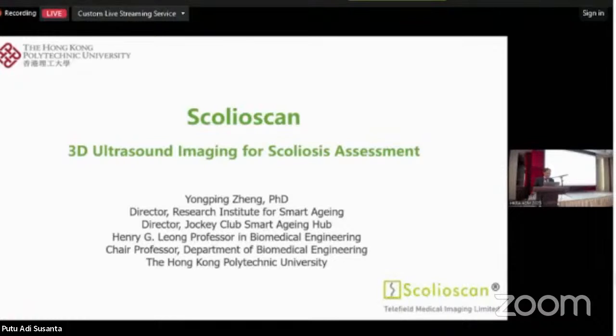So this technique uses ultrasound, and I have been working in ultrasound for almost 30 years. I see the timer does not start, so maybe I can have more time.